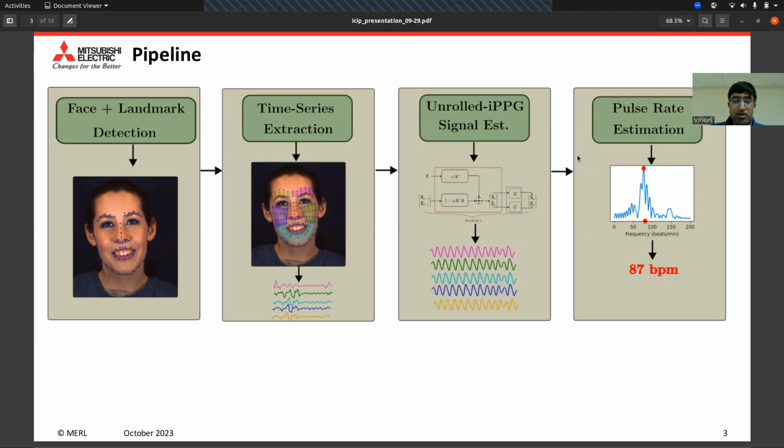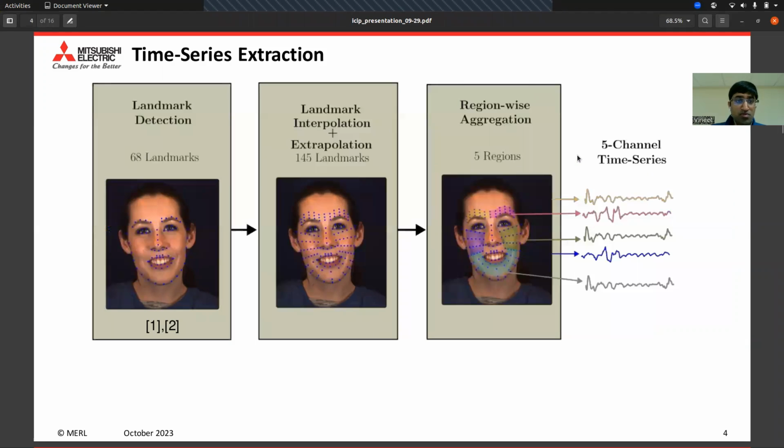The key to our algorithm is to extract a time series, and we do so by first passing each video frame through a face detector such as FaceBoxes, followed by a landmark detector, which is Lovely. Lovely generates 68 fiducial points on the face.